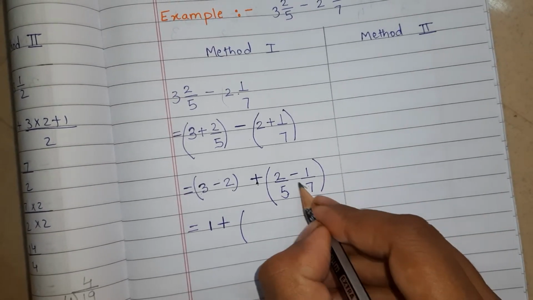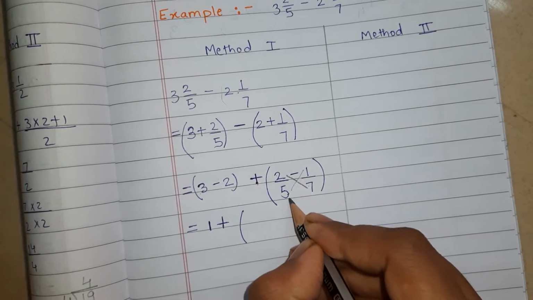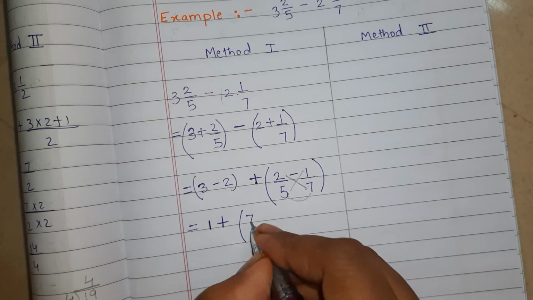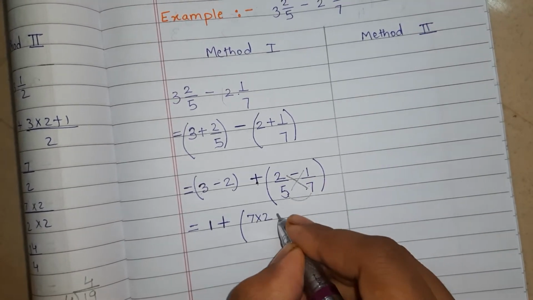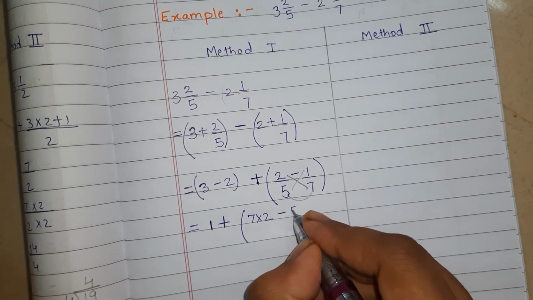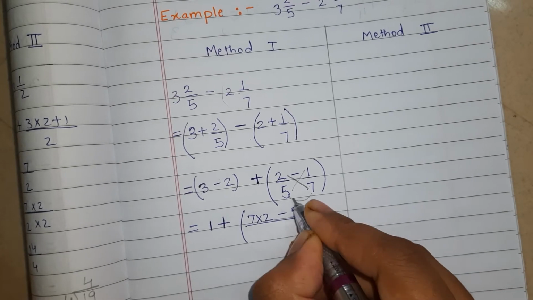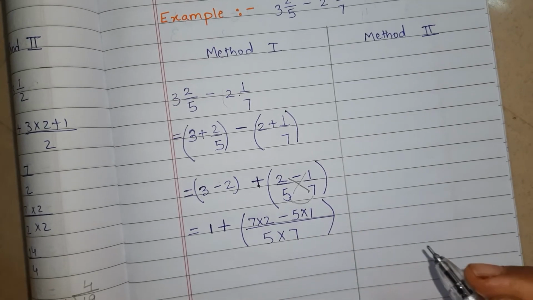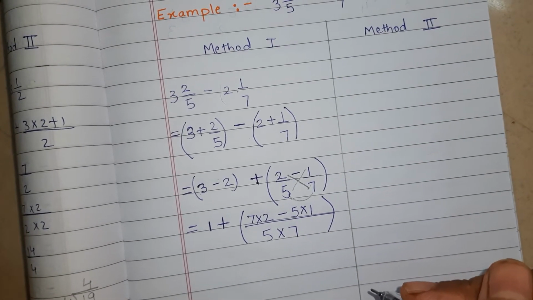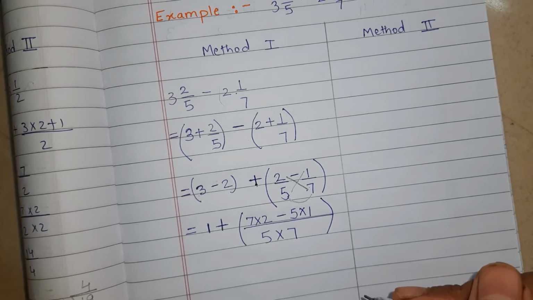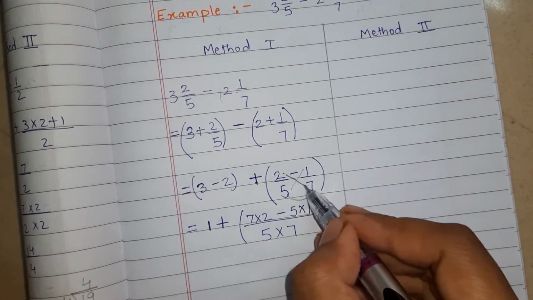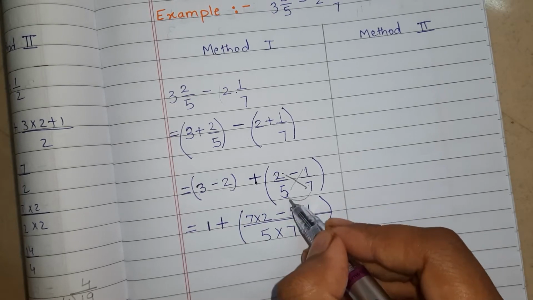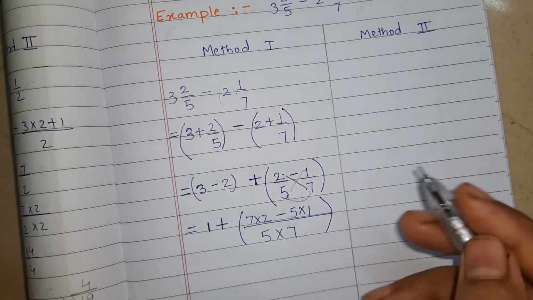Okay, so first this 2, then this 2, and multiply this 2. So, 7 into 2 minus sign 5 into 1 upon 5 into 7. This is the way of solving two fractions with unequal denominators. Okay, first do this multiplication, right to left, then left to right, and multiply these 2 in the denominator.